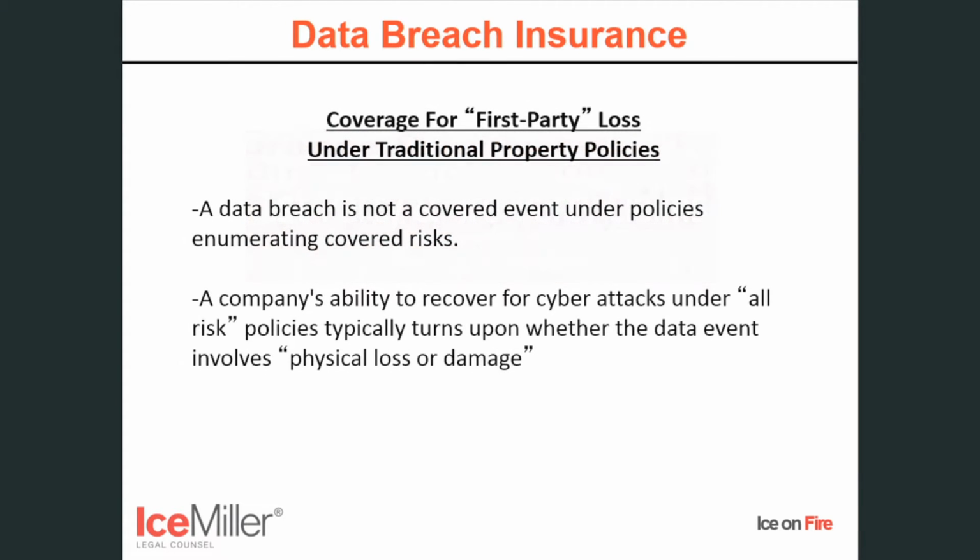Now, historically, coverage for first-party losses is almost always found under a property policy. I won't spend too much time on this, but there are two kinds of property policies: policies that enumerate risks, and policies that cover all risks. Under a standard property policy that enumerates risks, a data breach or a network security event is rarely, if ever, going to be included. Even in the case of an all-risk policy, there's always a requirement that there be some kind of property damage, some kind of injury, this physical loss or damage.